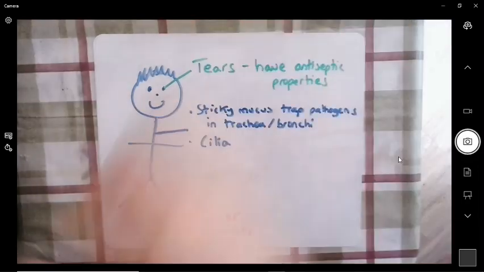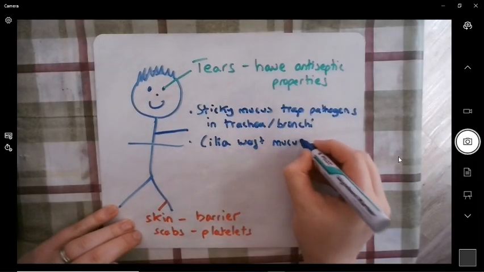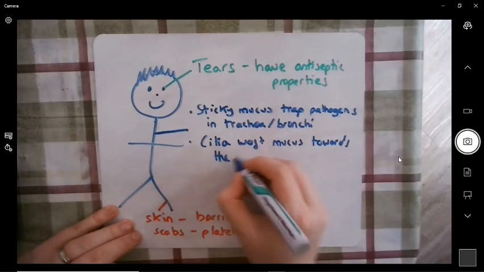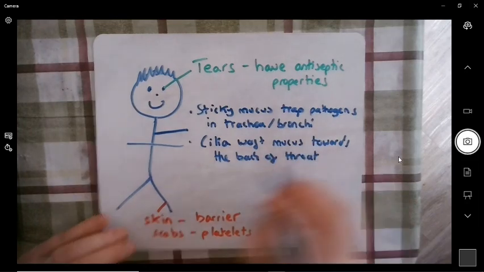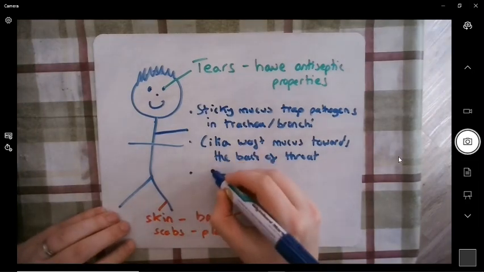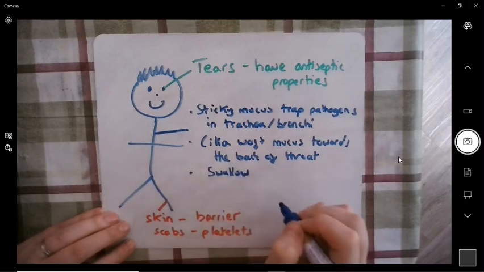So the cilia waft the mucus with the trapped pathogens towards the back of the throat. And they will do that constantly. They are constantly using energy from respiration to waft that mucus upwards. And when it gets to the back of your throat, you will naturally swallow.